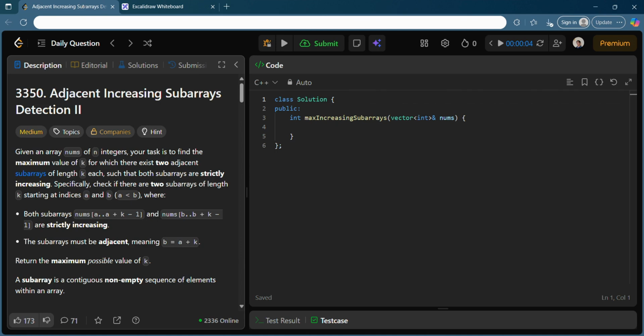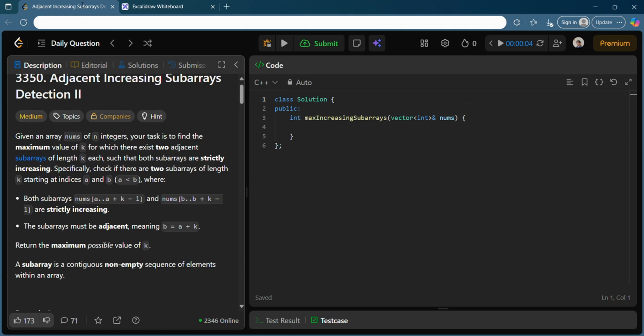Okay, and you need to find the maximum such value of k, and I hope you already understood what is the meaning of adjacent subarrays of length k. So if there are two indices a and b, then b must be equal to a plus k, which means that from a to a plus k minus 1 there should be k elements, and likewise from b, and they should be strictly increasing. Okay, so I hope it is very simple.